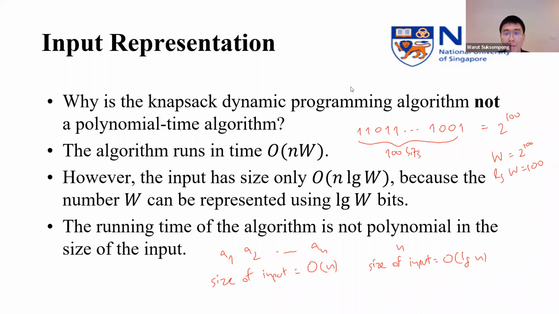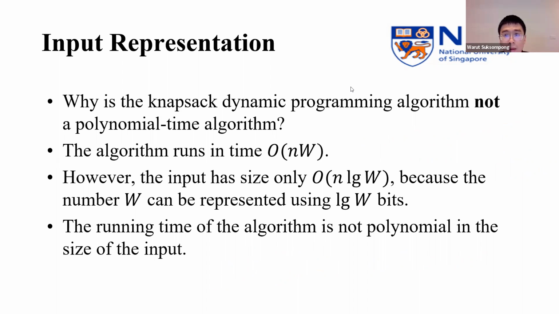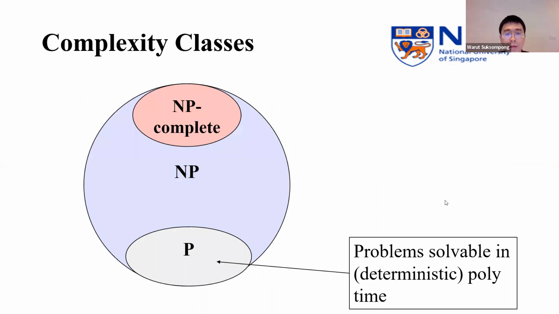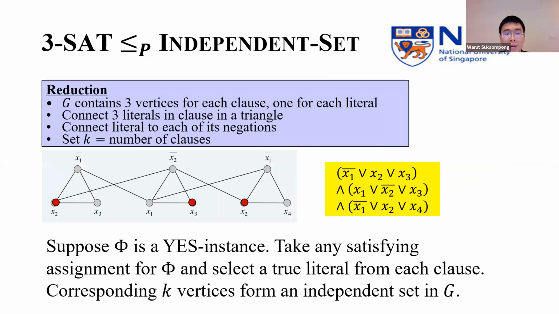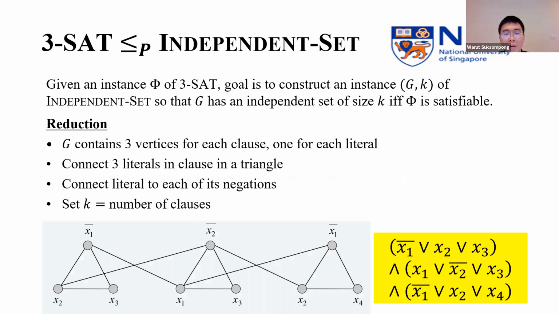Prof, can I ask a question? With regards to the reduction of 3-SAT to independent set, at the beginning of the slides, I don't see how the proof shows that every case will be like that. Suppose phi is a yes instance, take any satisfying assignment for phi, select a true literal for each clause. Then the corresponding k vertices form an independent set. How do we know that it is true for every single phi?